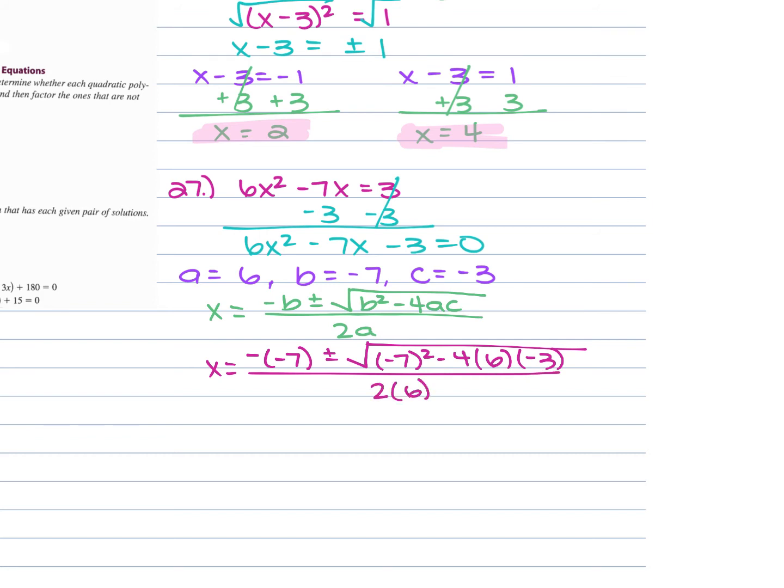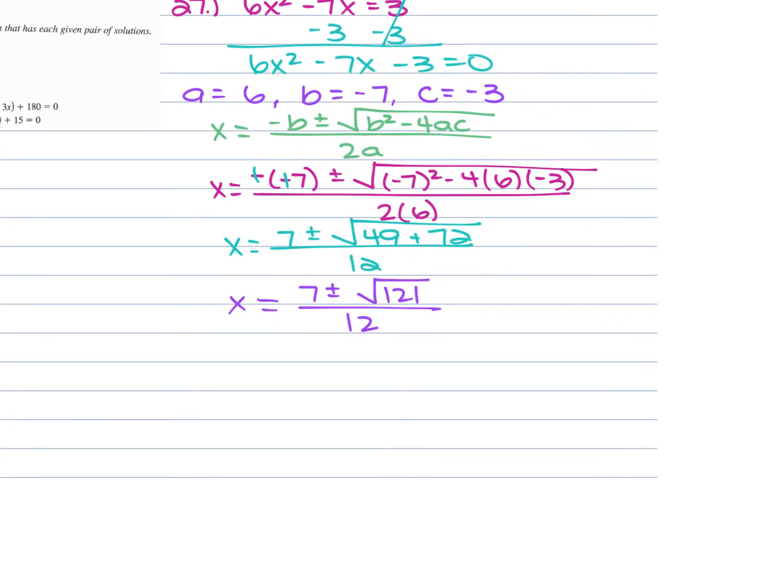The opposite of negative 7 is positive 7. That negative 7 squared is 49. The negative 4 times 6 times negative 3 gives us 72. And this is all over 12. We're going to add underneath that radical to give us x is equal to 7 plus or minus the square root of 121 all over 12. And then we're going to simplify from there.